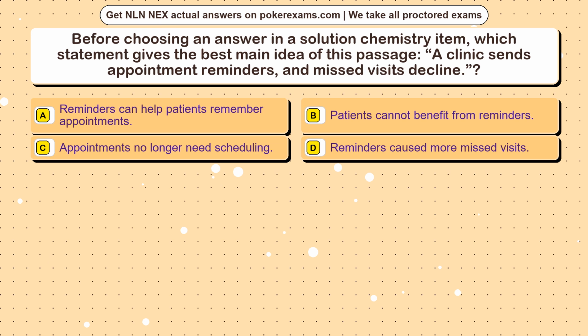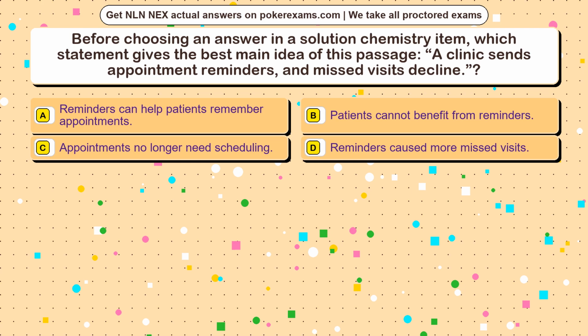Question 9. Before choosing an answer in a solution chemistry item, which statement gives the best main idea of this passage? A clinic sends appointment reminders, and missed visits decline. Option A, reminders can help patients remember appointments. Option B, patients cannot benefit from reminders. Option C, appointments no longer need scheduling. Option D, reminders caused more missed visits.